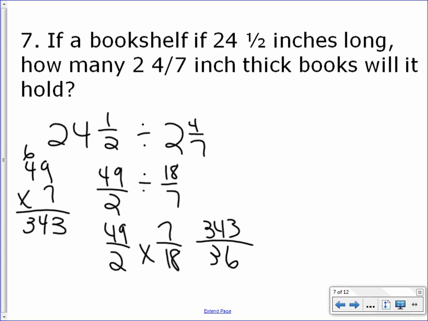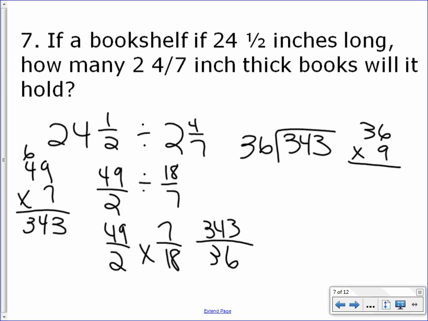I'm going to change this improper fraction to a mixed number. So I know that 36 times 10 is 360, so I'm going to go one less to see if it works. 36 times 9 is 324. 324 plus 19 is 343. So it's 9 wholes with some fractional amount left, right?